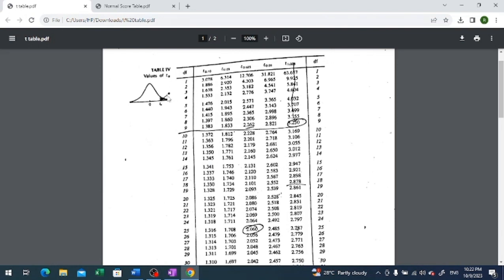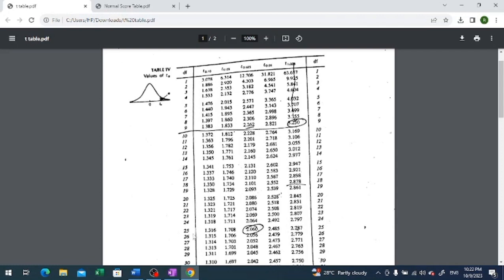Now, if we compare it with the Z table, we have noticed that the probabilities are given inside the Z table, but if we look at the numbers given inside the T table, these numbers can never be probabilities because these are all greater than 1.